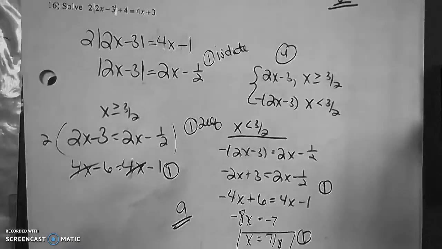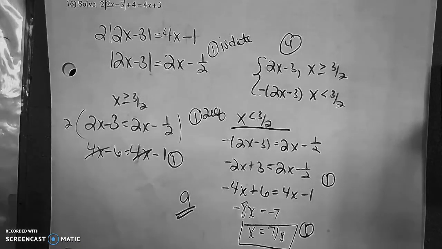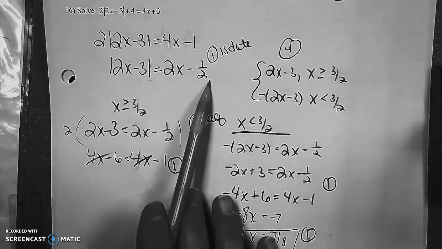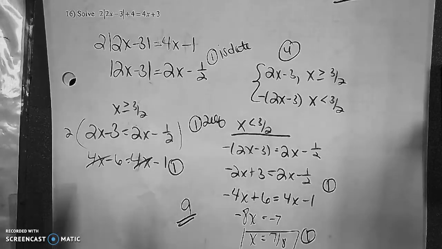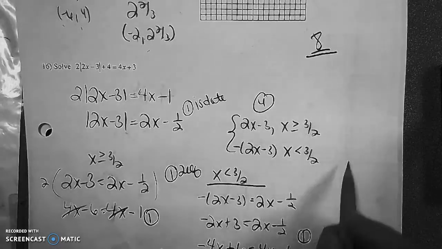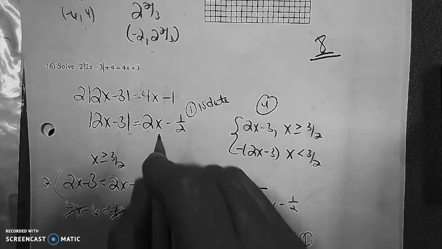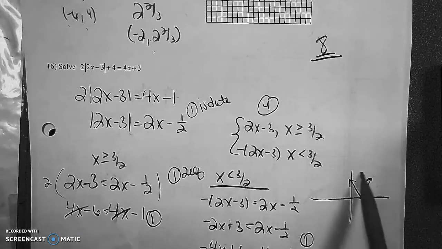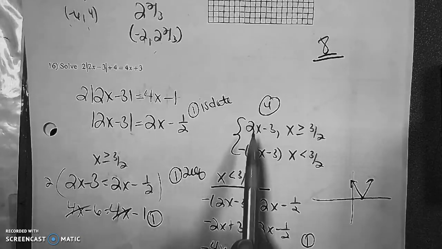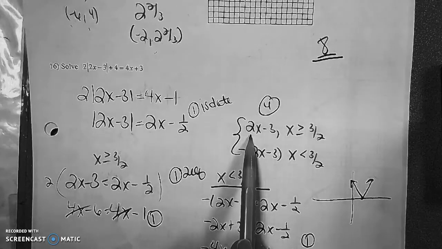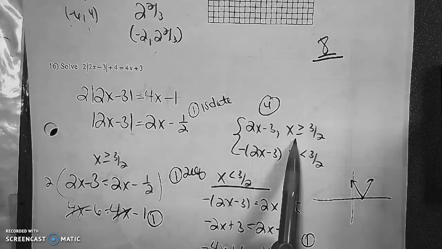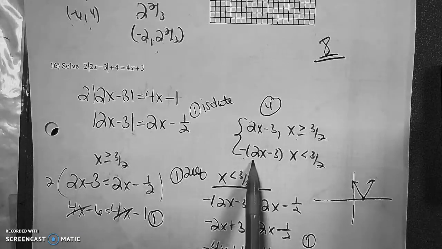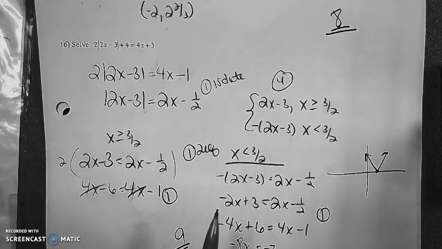All right, number 16. Your first step in solving an absolute value equation is to isolate. So I subtracted 4 and divided by 2. From that point, I have to have the piecewise. What the piecewise does is it gives us the two sides of that V. My first side, my right-hand side, will be 2x minus 3, and that's if x is greater than or equal to 3/2. Then I take the opposite of that, and it'll be if x is less than 3/2.